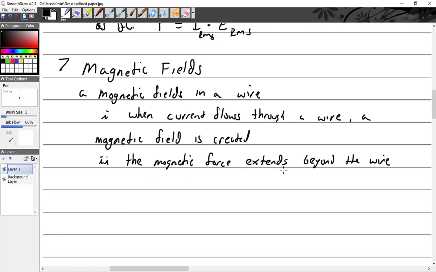All right, the magnetic field extends beyond the wire. What else can we put here? We could put the left-hand rule, just because I mentioned it.